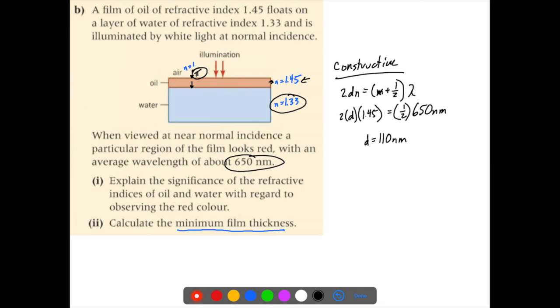All right. Explain the significance of the refractive indices of oil and water with regard to observing the color. I did skip that, but we talked about it, right? We talked about the idea that the indexes of refraction are going to determine whether there are phase changes or not. And so if I wanted an extra phase change here, I would need to do something other than water here, something that has a higher index of refraction than the oil. So what is the significance of the refractive indices? Well, they're going to determine whether there's phase changes, which then determines whether I switch the constructive-destructive interference equations or not.